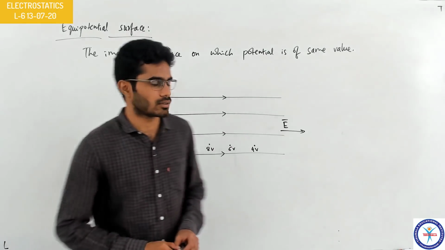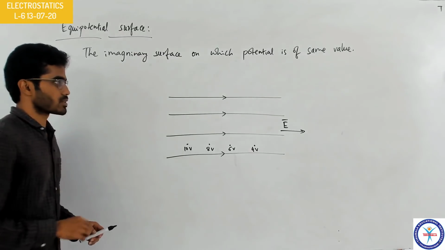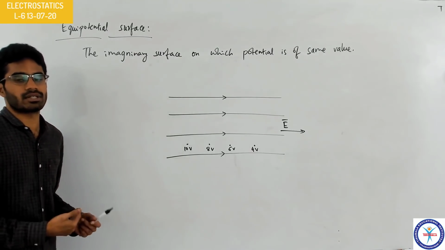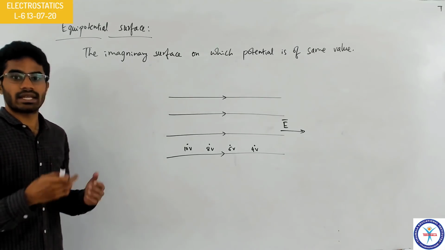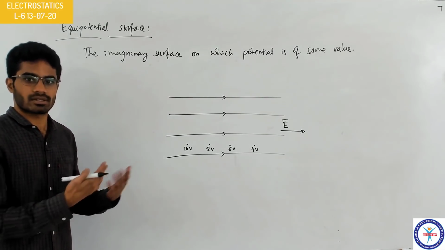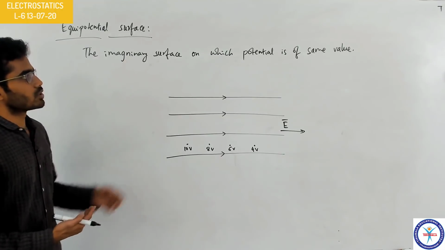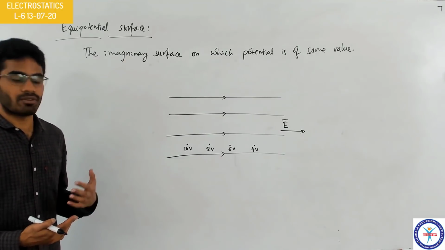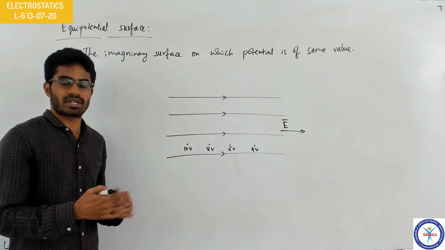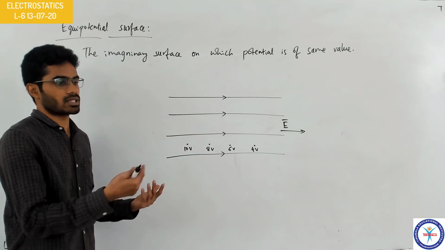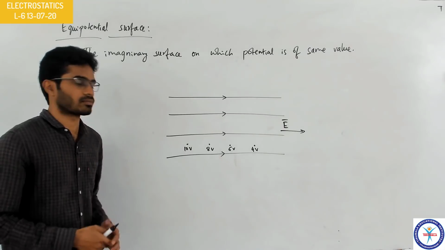So the next topic, equipotential surface. This is related to this relation between field and potential. So an equipotential surface is any imaginary surface. We imagine a surface on which the potential is of the same value. We have to imagine such a surface that the potential on that surface must be of the same value everywhere. If it is 10 volts, it should be 10 volts everywhere.